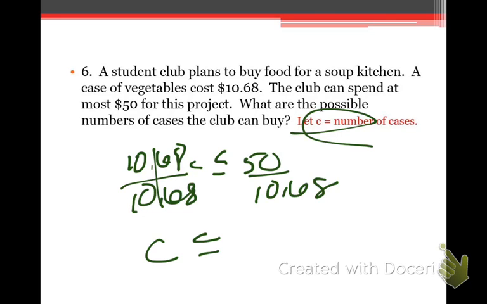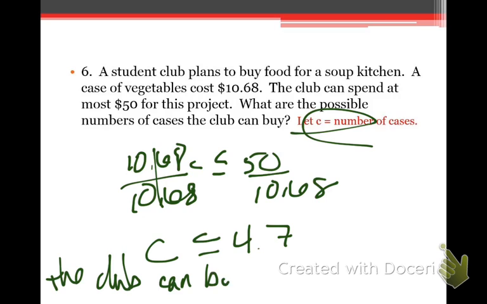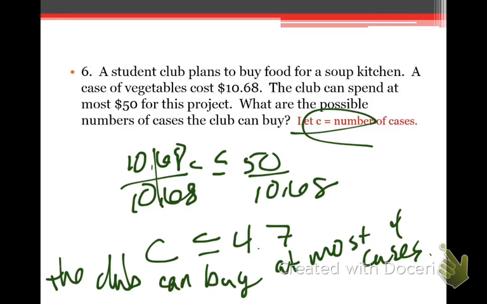What'd you guys get? 4.7? So what are the possible numbers of cases the club can buy? The club can buy 4, because you can't have several, at most, right, 4 cases. At most 4 cases. You can't buy any more than that. But you can buy less than that, right? So at most 4 cases. Okay. Questions?